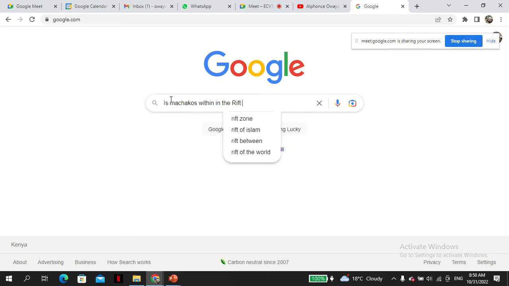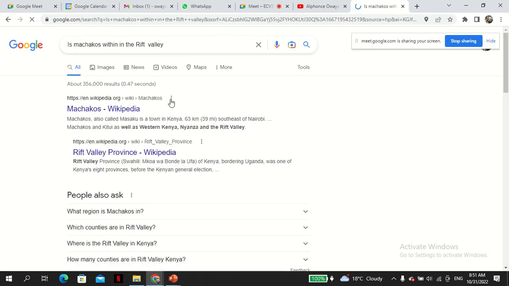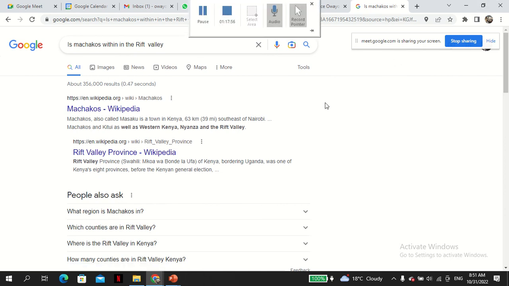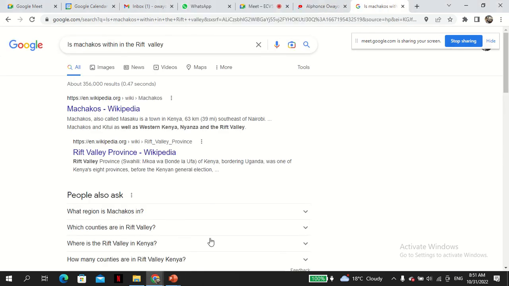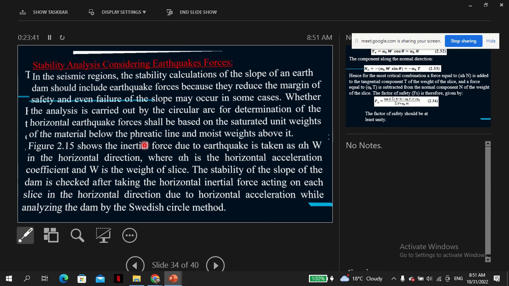Is Machakos in the Rift Valley? I don't think Machakos is in the Rift Valley. Yeah, but we can check. Let's confirm from Google. Yeah, so that's not Rift Valley, so that's okay. You don't need to check that because maybe the Rift Valley would be a catalyst of some earthquake activities, but this is not the case. So for that reason, there's no need.